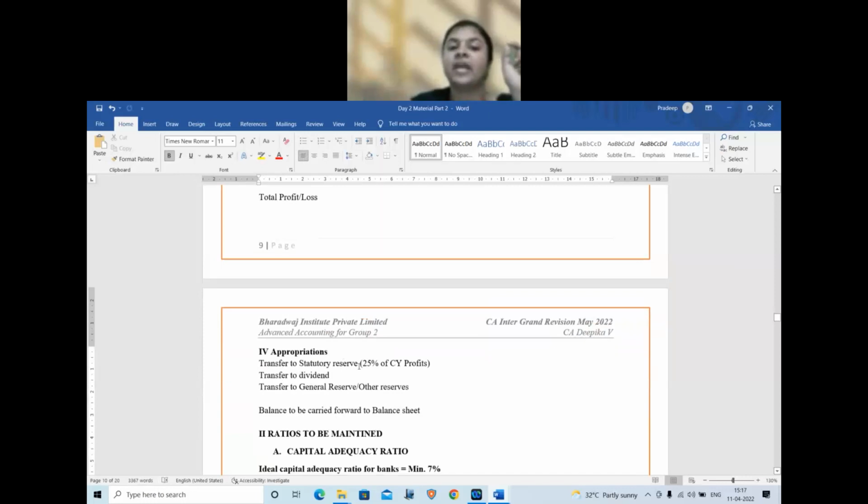What are the appropriations? Transfer to statutory reserve, mandatory 25% of the current year profits, irrespective of whether the question mentions or not. If profit is there, 25% is mandatorily transferred. Transfer to dividend, transfer to general reserve. This is depending on the question. And the balance will be carried forward to balance sheet. So this is your format of balance sheet and P&L. Quickly run through and you can ask if there are any doubts specific to the format.